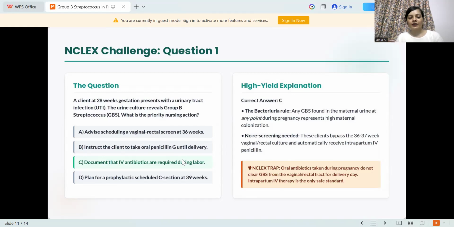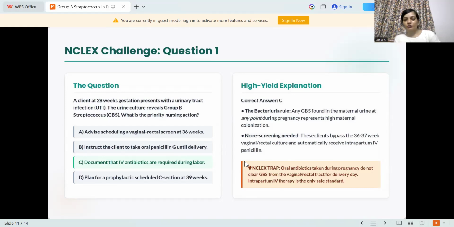Document that IV antibiotics are required during labor. This is correct because we need to document it. At least we need to document at 28 weeks when they have identified it, and during the labor, we definitely need to give the IV antibiotics for this patient. And definitely D is wrong. Plan for a prophylactic scheduled C-section at 39 weeks. We cannot do that. So the correct answer is C.